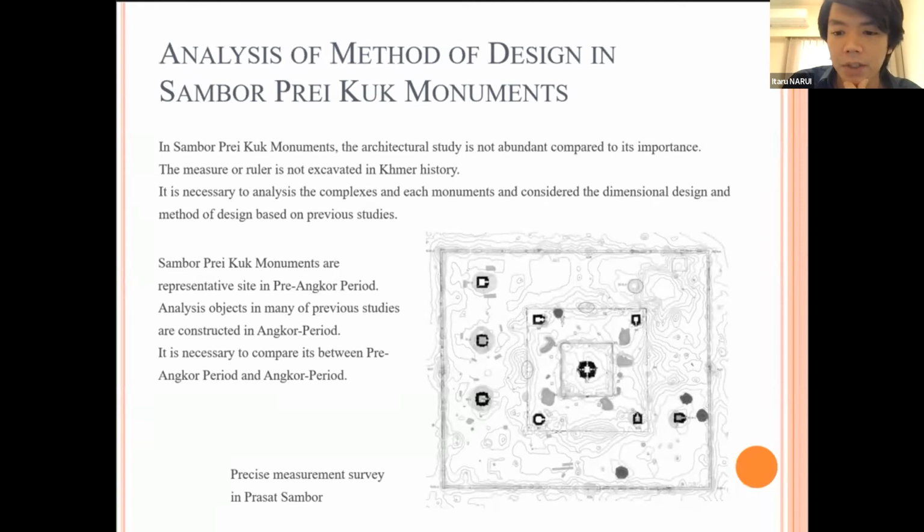Sambor Prei Kuk monuments are a representative site of the pre-Angkor period, and the analysis objects in many previous studies were constructed in the Angkor period. So it is necessary to compare the pre-Angkor period and the Angkor period.